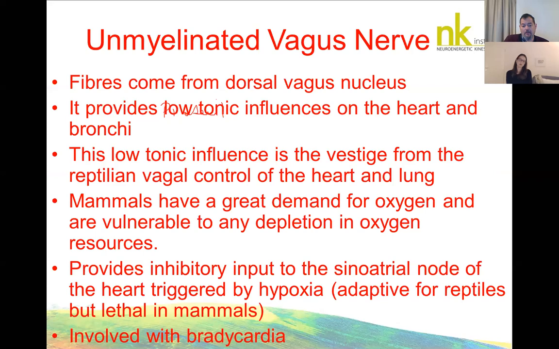Yeah, and so this is this kind of interesting thing that I found out about the unmyelinated vagus nerve. It could be called the reptilian vagus nerve, actually. And so this is when you slow everything down. And for reptiles, that's adaptive. But for mammals, it is not.